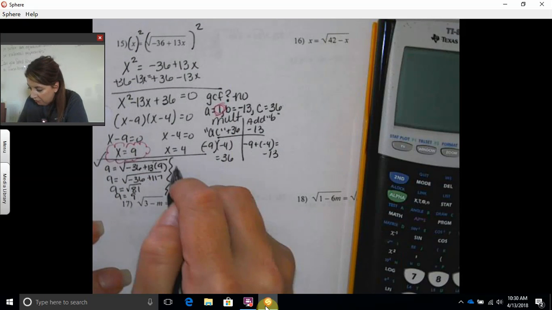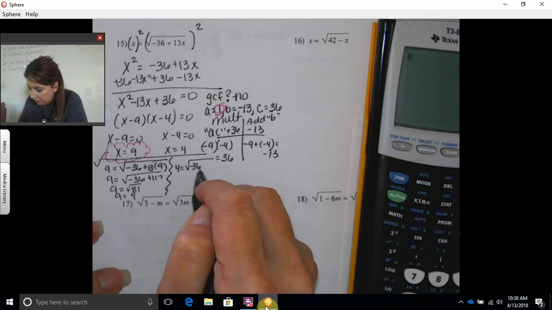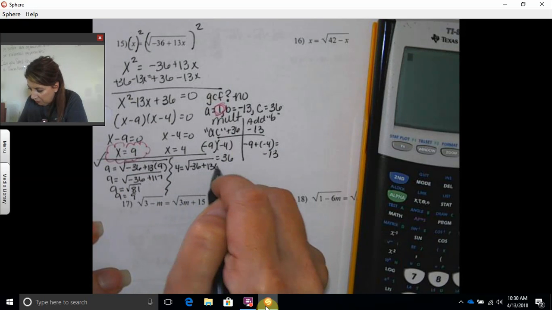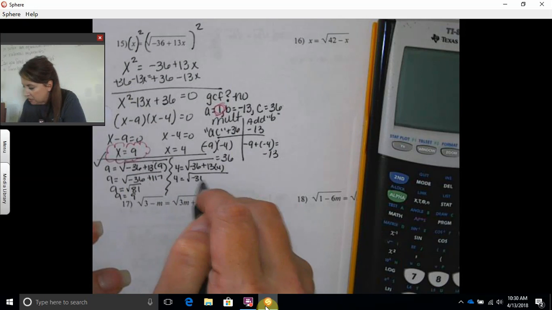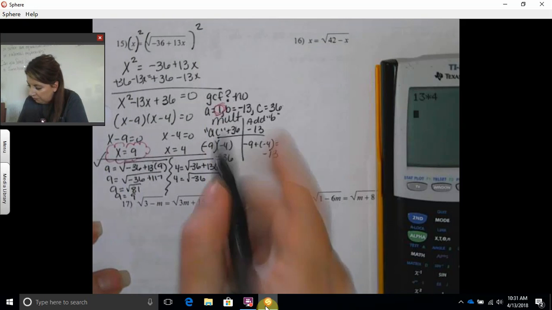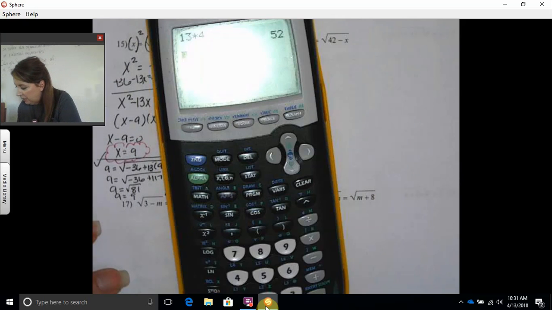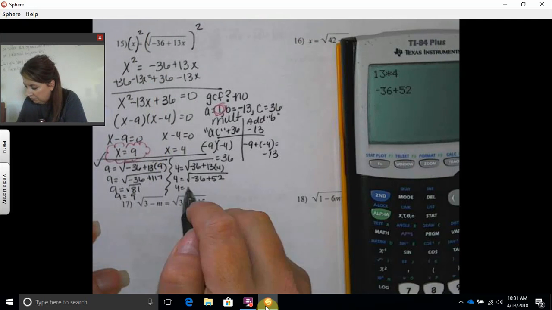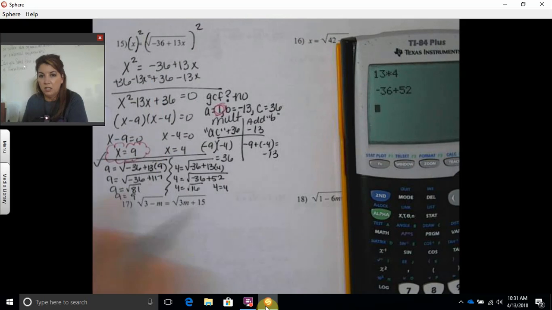So I have 4 equals the square root of negative 36 plus 13 times 4. 13 times 4 is 52. And negative 36 plus 52 is 16. What's the square root of 16? 4. So that 4 is also a solution.